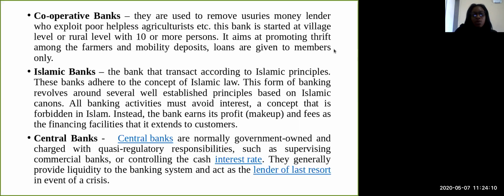The next type of bank we have is the central bank. The central bank is normally a government-owned bank. Like for instance, in Zambia, we have the Bank of Zambia as the central bank. So this type of bank is normally government-owned and charged with quasi-regulatory responsibilities such as supervising commercial banks or controlling the cash interest rates. They generally provide liquidity to the banking system and act as lenders of last resort in the event of a crisis.